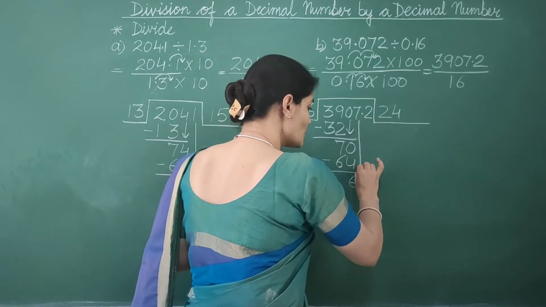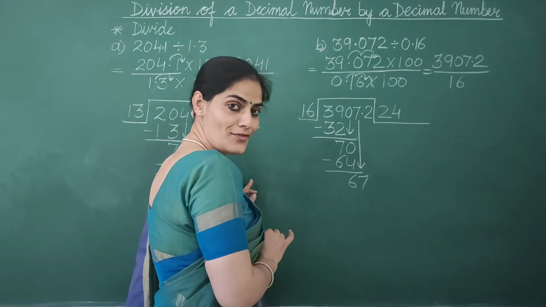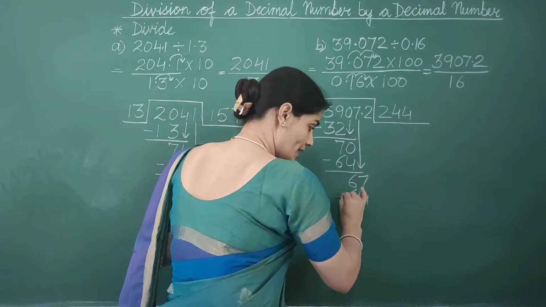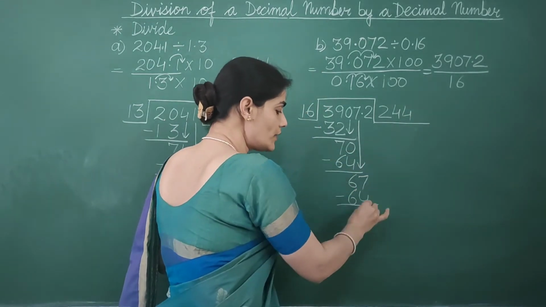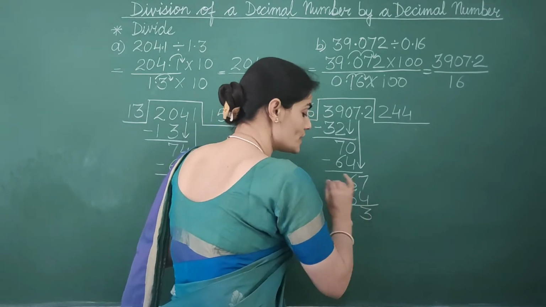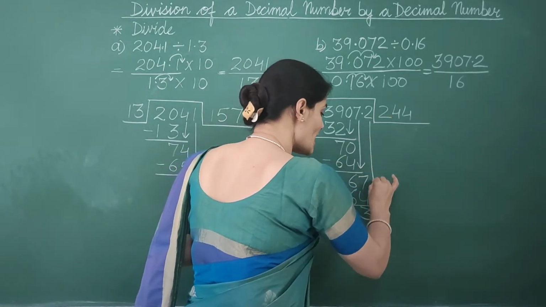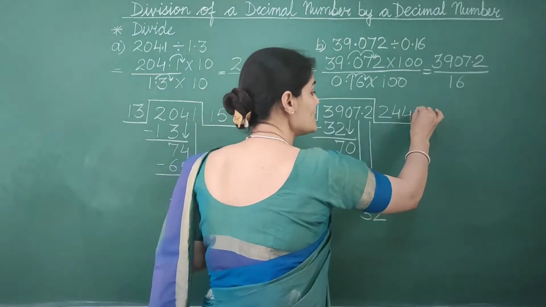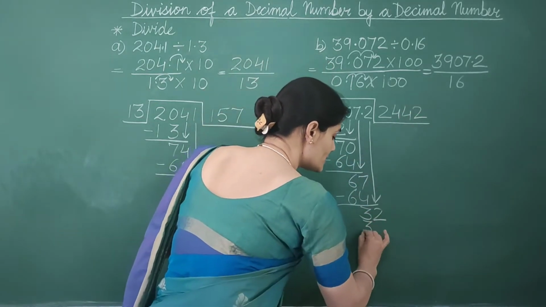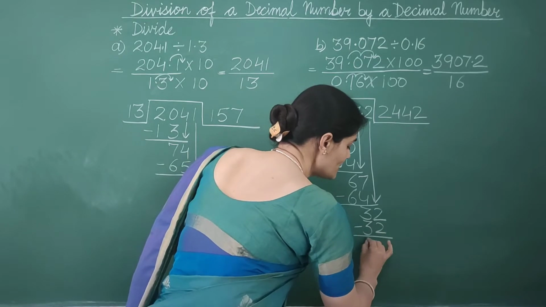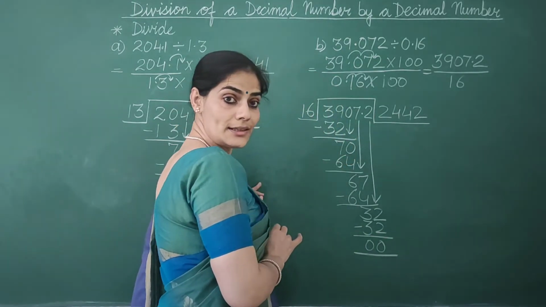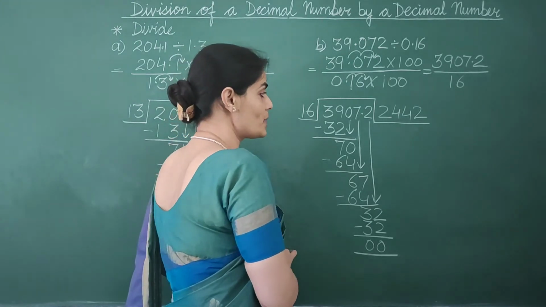I bring down the next digit, which is 7. So 16 4s are 64 again. So 67 minus 64 is equal to 3. I bring down the last digit, which is 2. Now 16 twos are 32. The remainder is 0. Now let's insert the decimal at the right place.